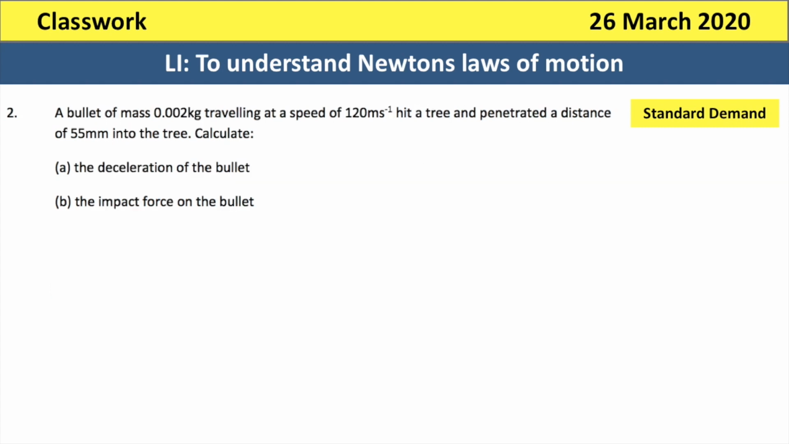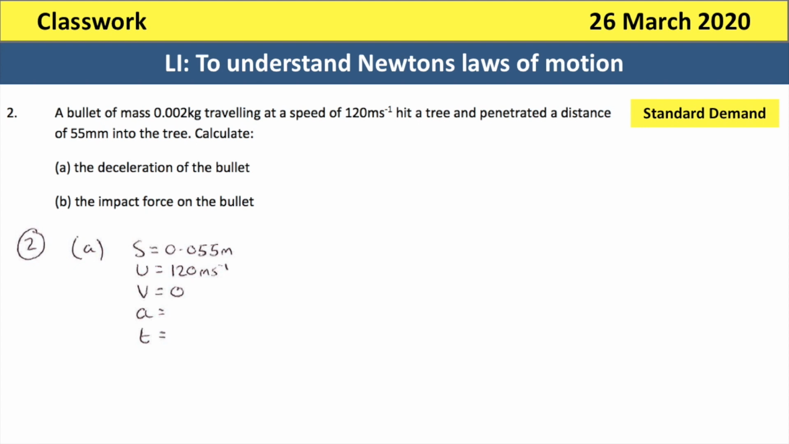Question 2. A bullet of mass 0.002 kilograms travels at 120 metres per second into a tree, and it penetrates 55 millimetres into the tree, and we want to calculate the deceleration of the bullet to begin with. The easiest way to do this is, of course, by doing SUVAT. So we can lay out what we know. We know that the bullet moves 55 millimetres into the tree. So the value of S is going to be 0.055 metres, of course converting millimetres to metres. The initial speed of the bullet is 120 metres per second, and because it is brought to rest, we know that its final velocity is going to be 0.